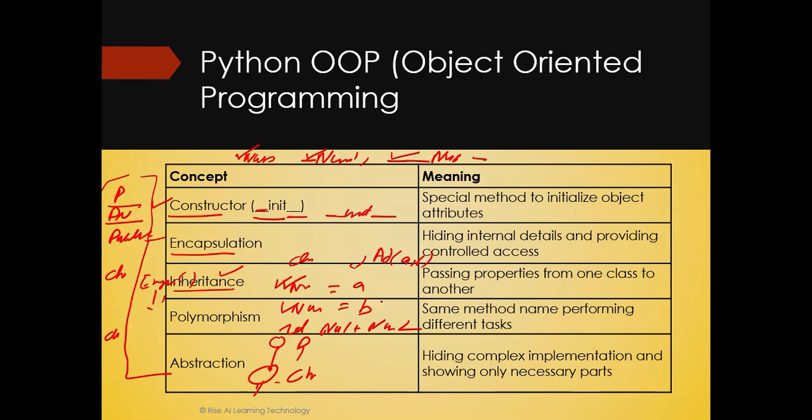Next is polymorphism. Polymorphism means more than one form. If the same method name performs different tasks, then we call it polymorphism. If I say that I have an add method, just one second, let me erase it a bit.